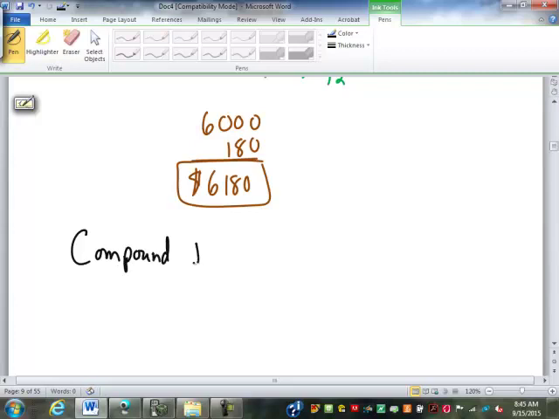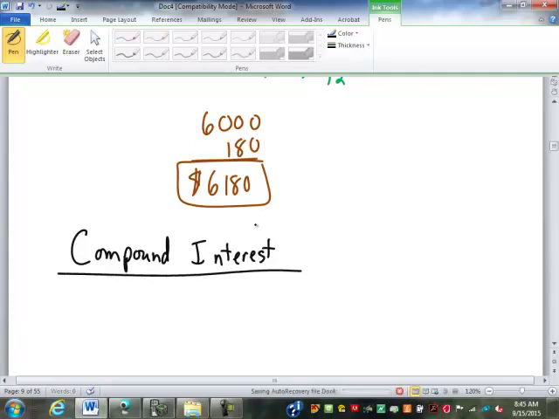What compound interest is: rather than waiting till the end of a term and figuring out interest, every set period they figure out the interest and add it to the account. And then the next period, you get interest on top of that interest, hence the term compounding. Anything over 6 months, generally, they're going to use some sort of compound interest.